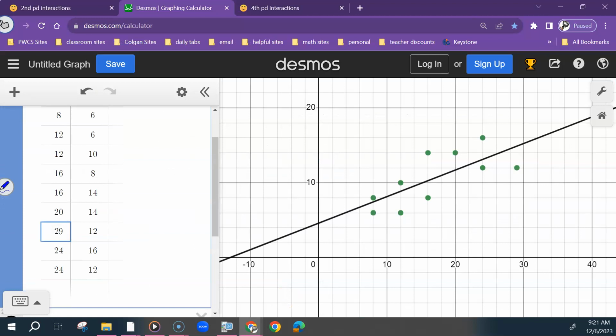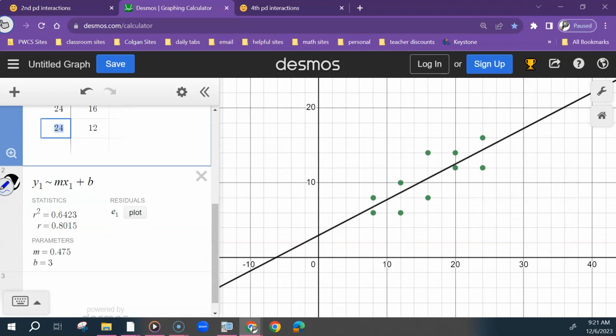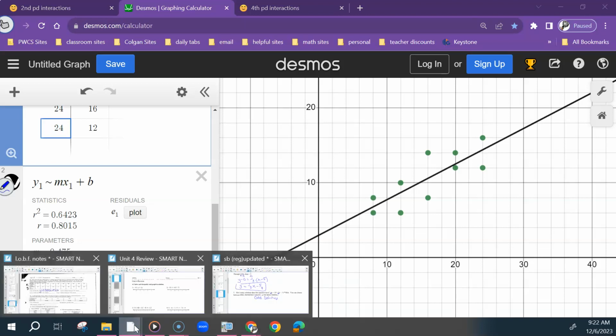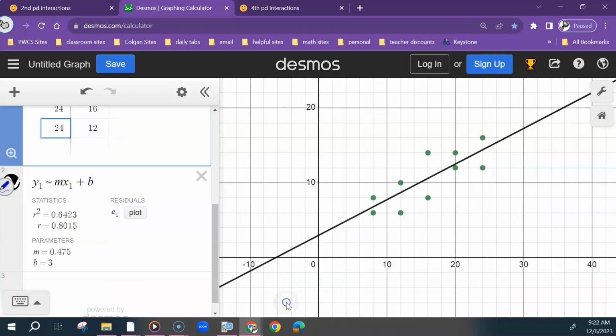That's over 29. Okay, there we go. 0.475x plus 3. That's what we got. See how putting in a wrong number will change this. So you have to be very careful. What was the number? 0.475. Alright.